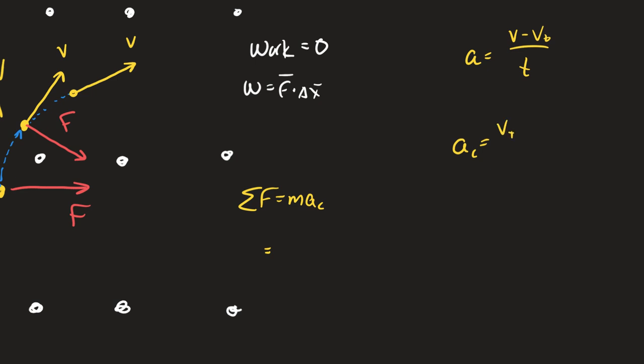Close. V squared over radius, yeah. This is how you calculate the centripetal acceleration. Remember, the velocity is not going to change, so that value stays constant. This produces the radius of curvature.